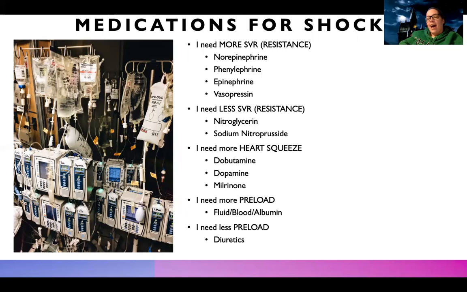like it's pressing on your blood vessels. On the opposite end of the spectrum, if I am really restricted or constricted, if there's a lot of resistance, my SVR is high, I'm going to give vasodilators, like nitroglycerin or sodium nitroprusside. If the problem is my heart pump, in other words, the muscle of my heart is not squeezing effectively, I need medications like dobutamine, dopamine, or milrinone. Those are positive inotropes that are going to help increase contractility. And if I need more preload or more volume, I need to give fluid, blood, or albumin. And if I need less preload, I usually give diuretics.